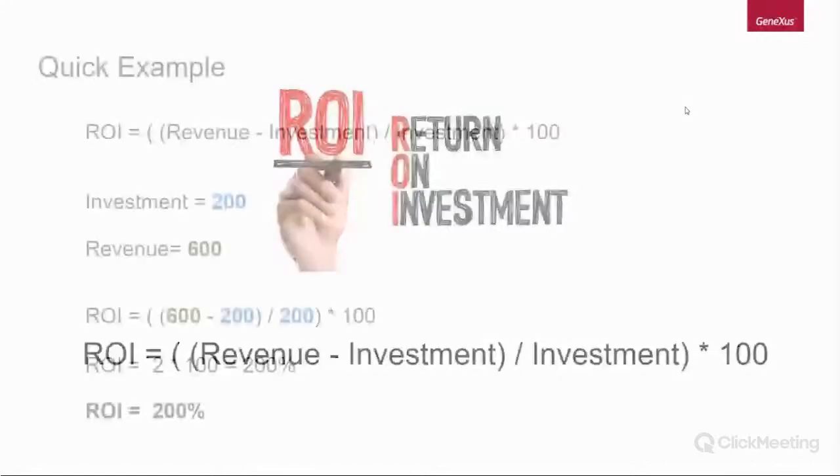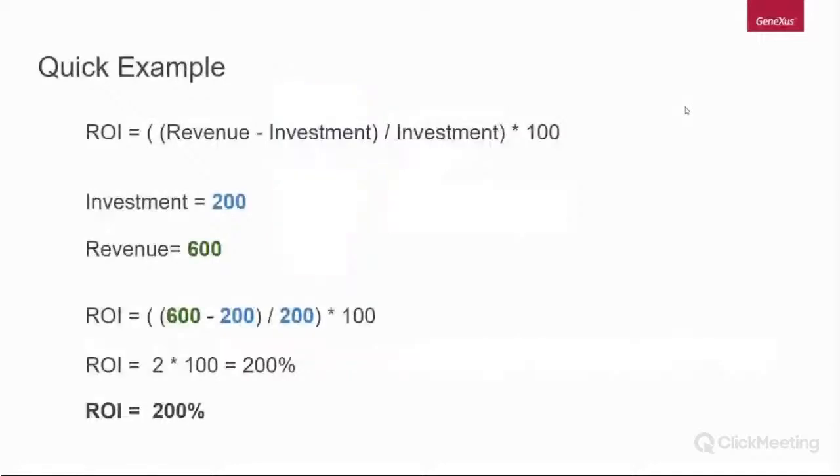Let's take a look at a quick example in order to get the concept more solidly. We have the formula at the top, and in this case we'll consider an investment of 200 with a revenue of 600. So we substitute the values. For an investment of 200 that eventually gave us a revenue of 600, doing some quick math, we get a return on investment of 200%.